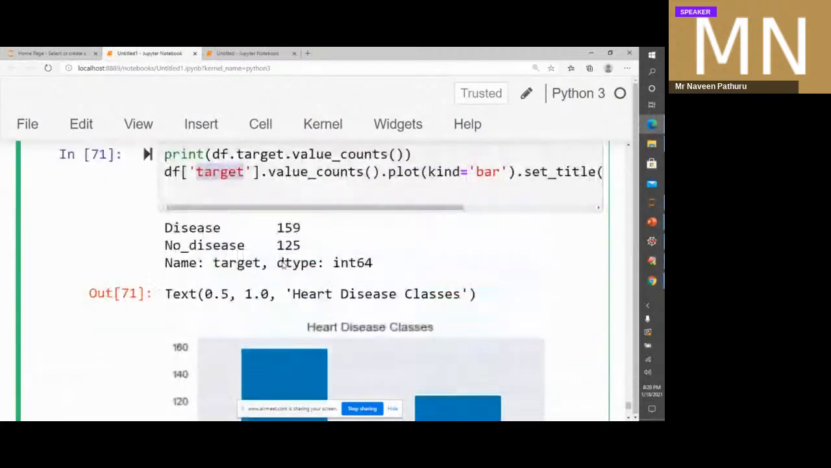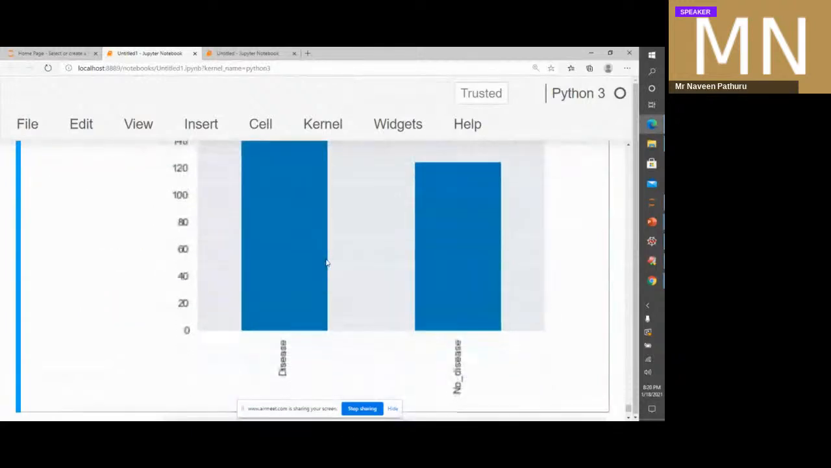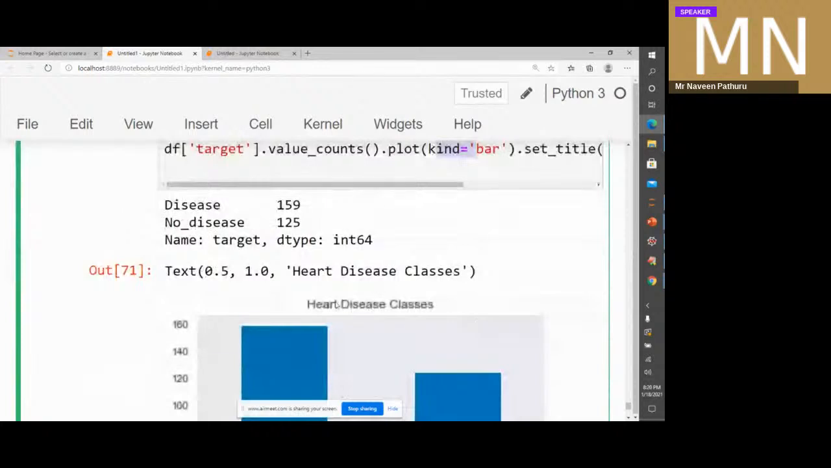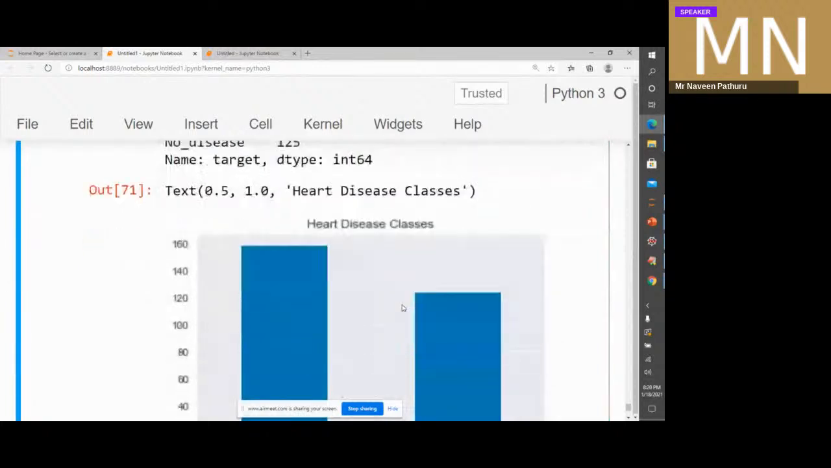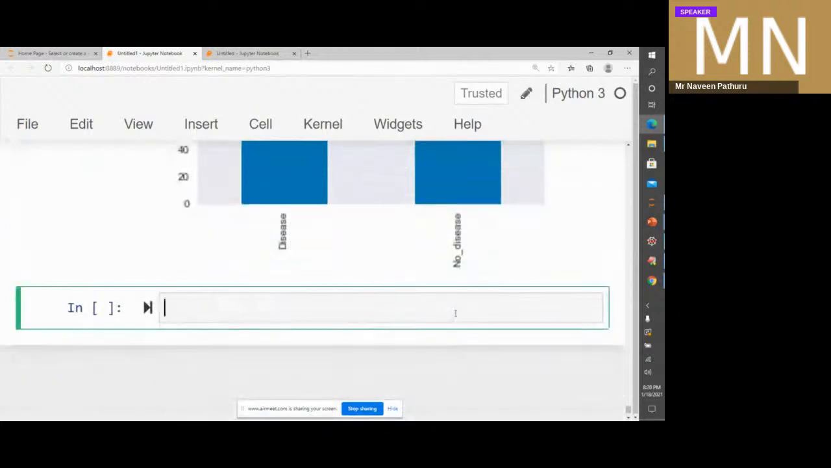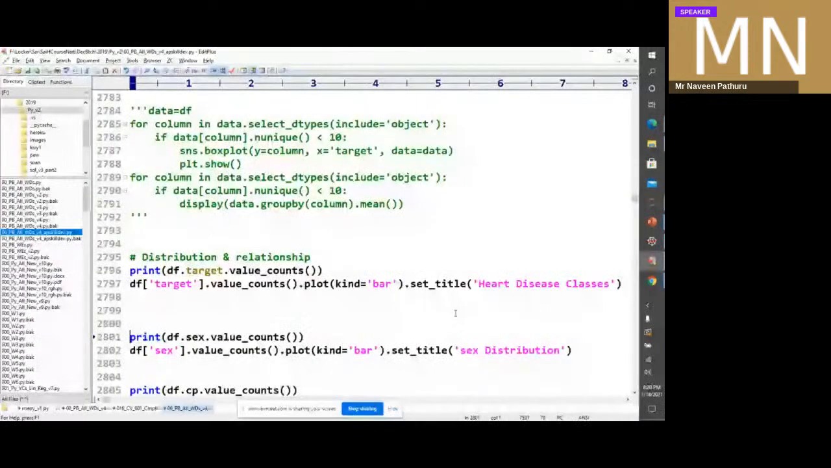Again, whatever you're looking at numerically, you're trying to visualize that. That is a characteristic of a data scientist, guys. Whenever you see a value count, you go ahead and do a bar plot. This is saying heart disease classes. What is heart disease class? Somebody has the disease, somebody does not have the disease, that is what we are referring to as a heart disease class. Then come back here. Let's take a look at the gender.